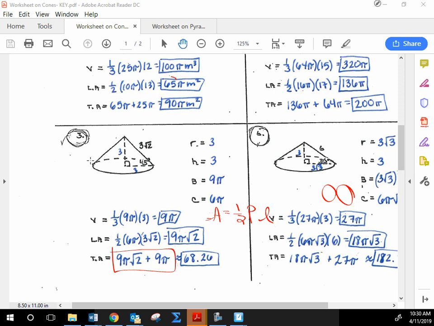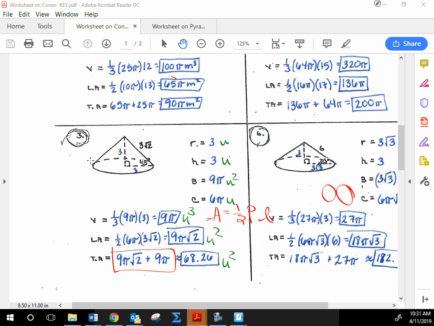All of them don't have units. Guys, if you gave this to me on the quiz, you would lose points. Minus 5 points. Units squared, or cubed: square if you're finding area, like lateral area, surface area, area of your base, face area. Volume is your only cubed one.